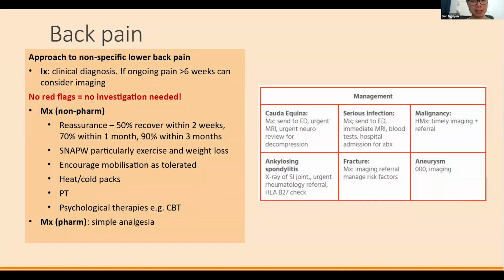And in terms of pharmacological management, you can give them simple analgesia and probably don't go above there. In other words, probably don't give opioids or anything stronger. It's probably just unnecessary. And those are the specific management of some of the certain red flag conditions that we discussed earlier.